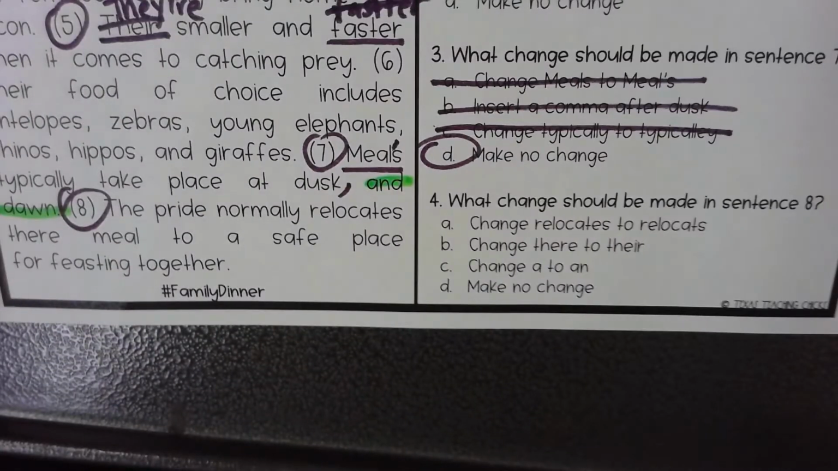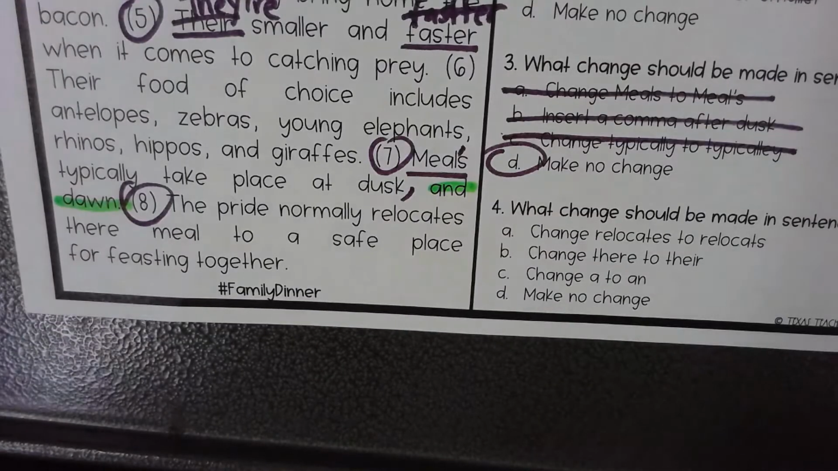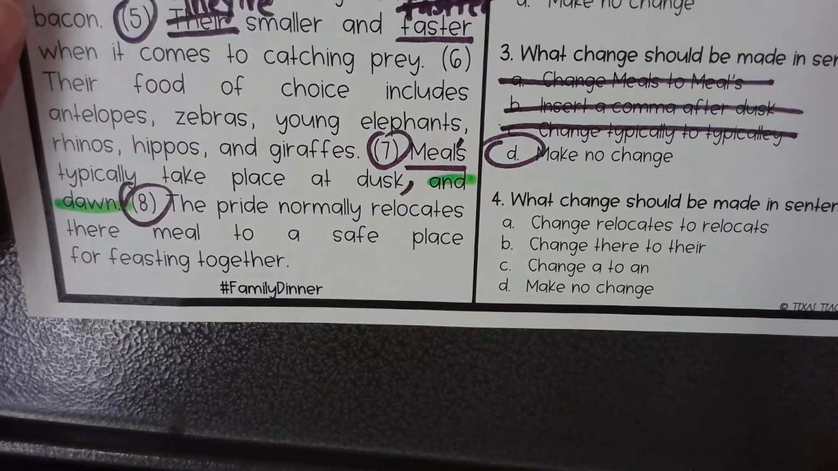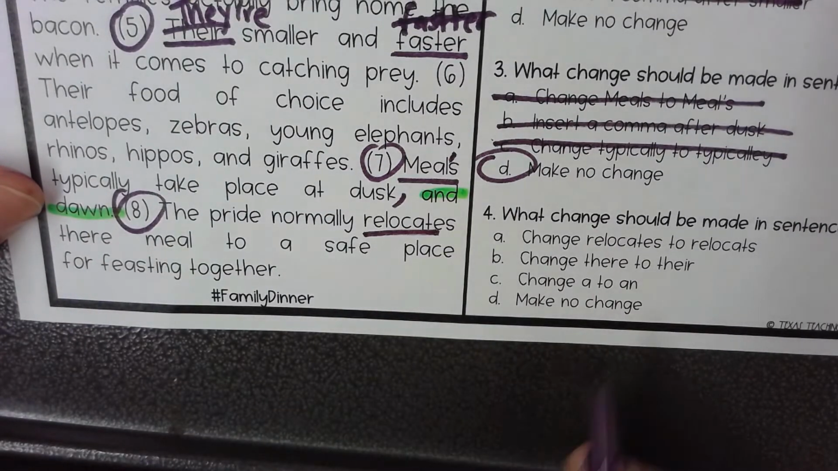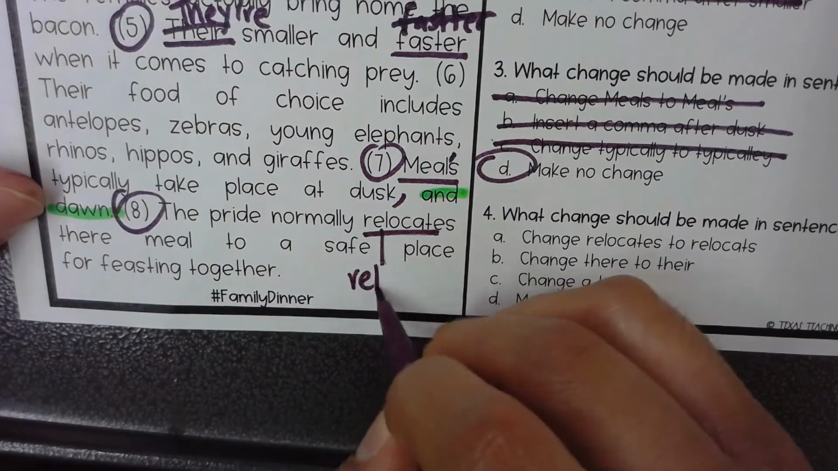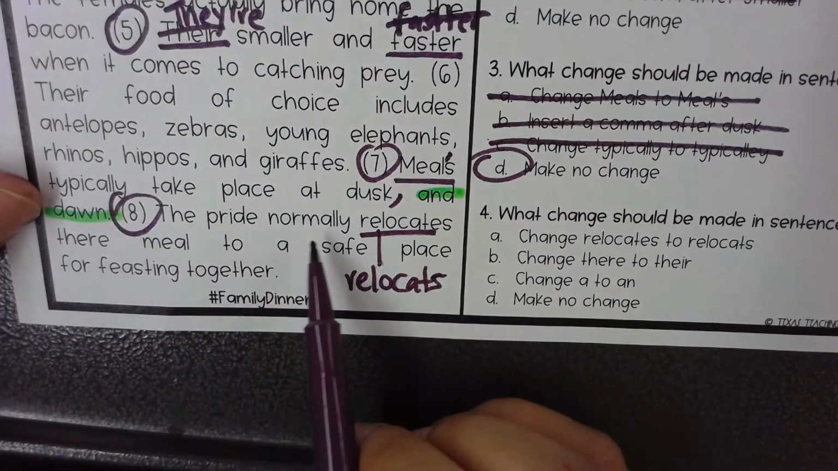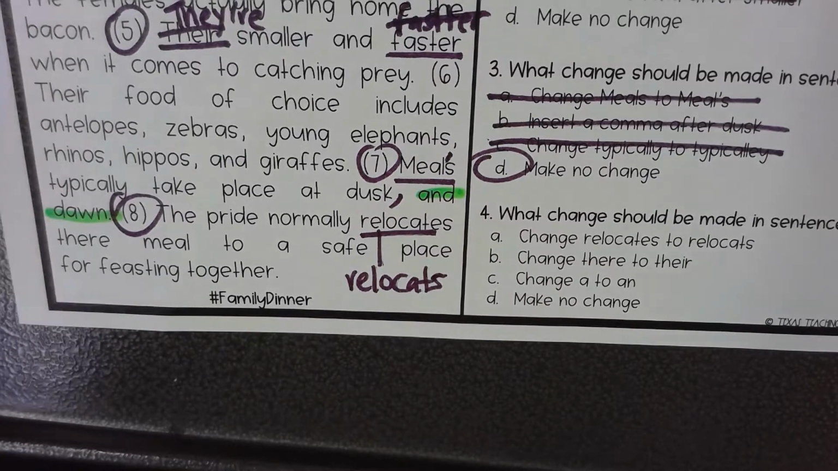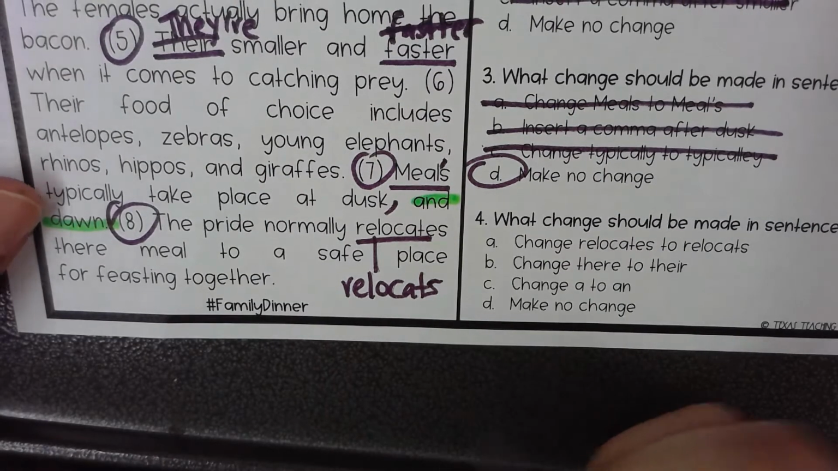Last one. What change should be made in sentence 8? Let's read. The pride normally relocates their meal to a safe place for feasting together. So I want you to underline relocates, and they're asking us to change it to relocats. Let's plug it in with this new spelling. The pride normally relocates their meal to a safe place for feasting together, or relocates, how it's spelled originally. Relocates means like moving to a new place. RE means again, so locating something again.